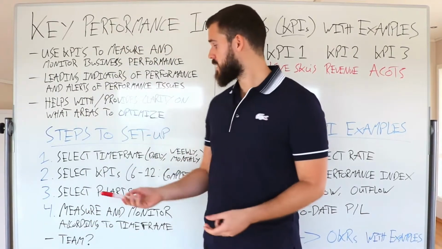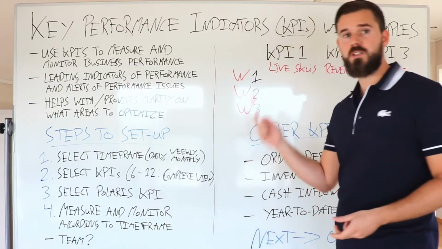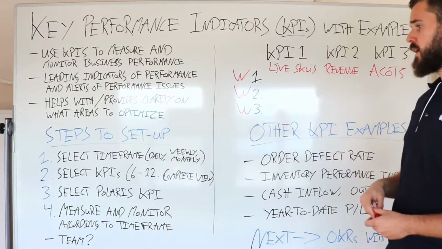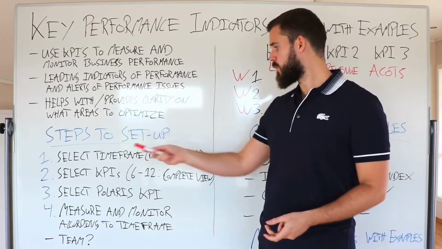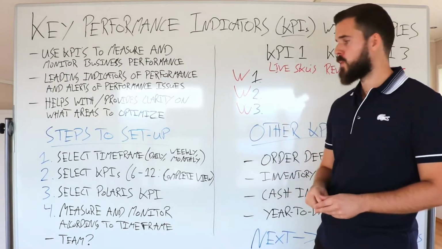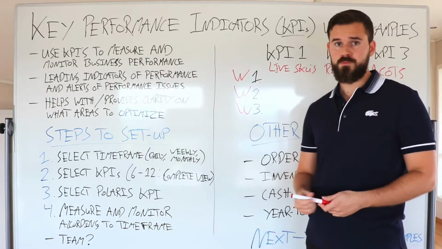So that's step 2, and obviously you wouldn't select 3, you would select 6 to 12 KPIs, but just a simple example. So that was step 2. Step 3 is you want to select what we call a Polaris KPI. Now this is a really powerful thing to do.